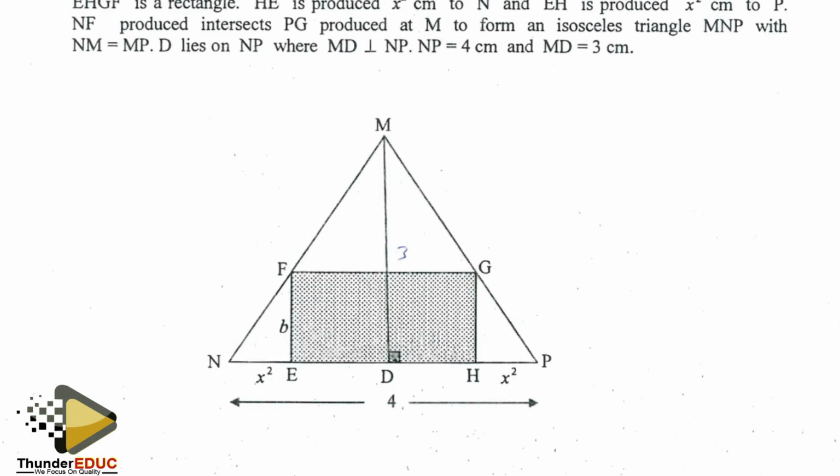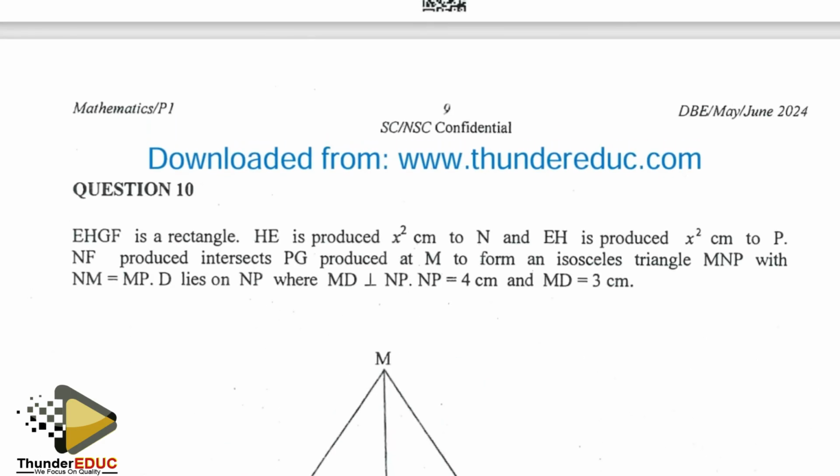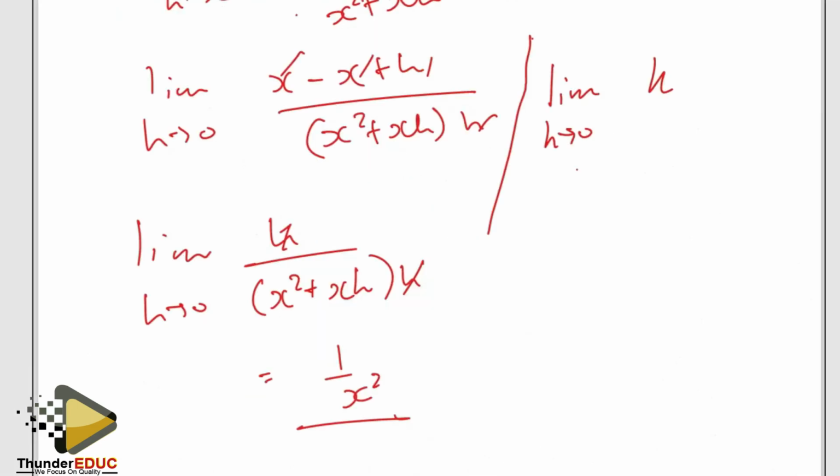EHGF is a rectangle, and we know some properties of rectangles. X squared is produced, and that is produced to P, this and this and this are produced at M to form an isosceles, so this line is equal to that. And then NP is 4, MD is 3. So this is a 3, that's a 4.